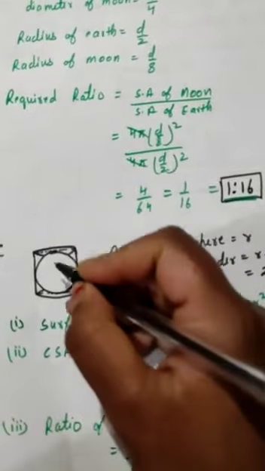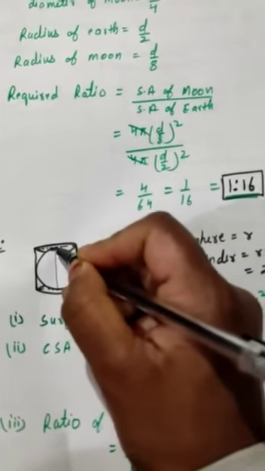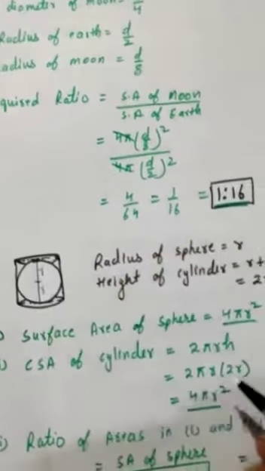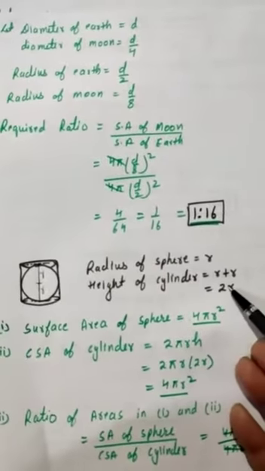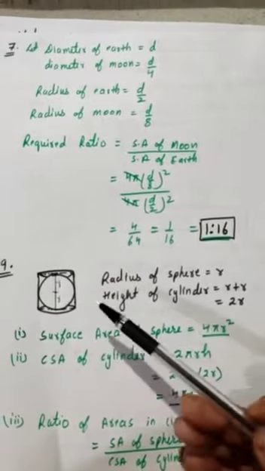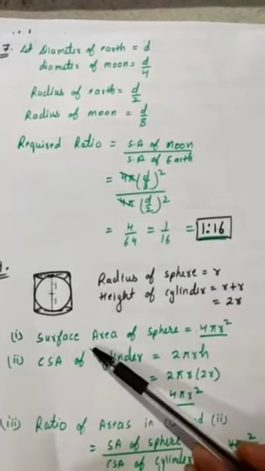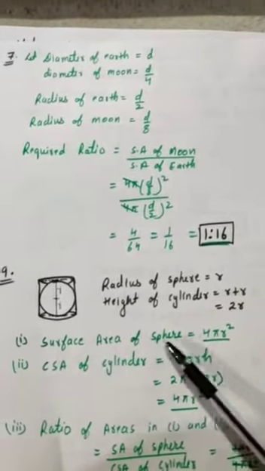So you can just have a look from here to here. It will be height, and how much is this? R plus r. So it will be 2r. So height of cylinder will be 2r, and radius of sphere as well as radius of cylinder will be r only. So the first part is you have to find out the surface area of sphere.